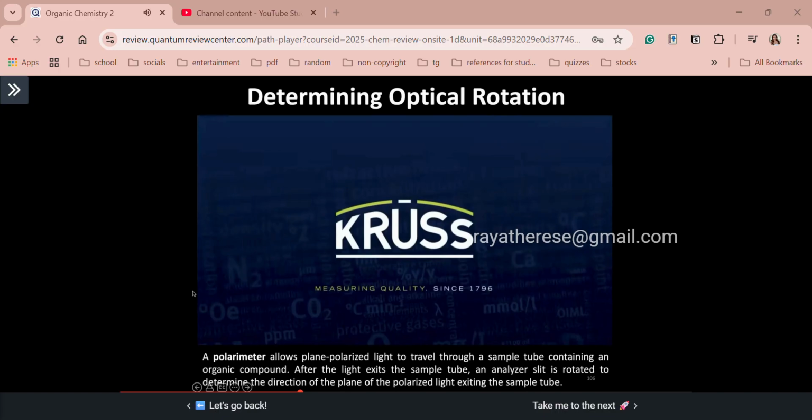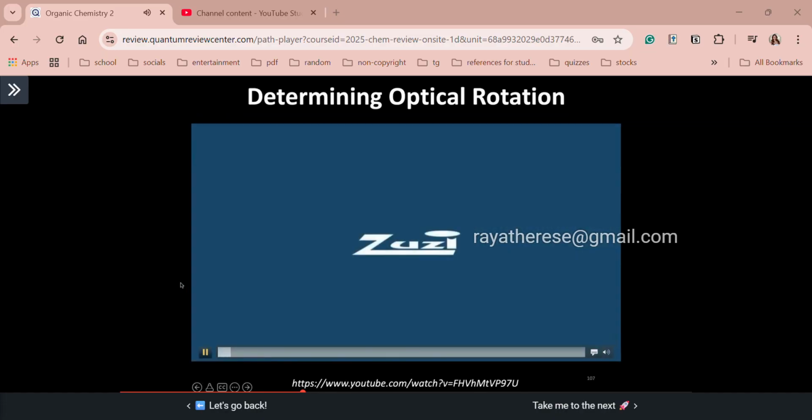Before I forget again, a polarimeter allows plane polarized light to travel through a sample tube that contains your chiral compound. So as you have seen in our previous slides, after your light exits the sample tube, an analyzer slit will be rotated again to determine the direction of your plane of the polarized light. Class, again, please check the previous slides na lang for our video discussion here. For the next video, check this is the modern instrumentation.